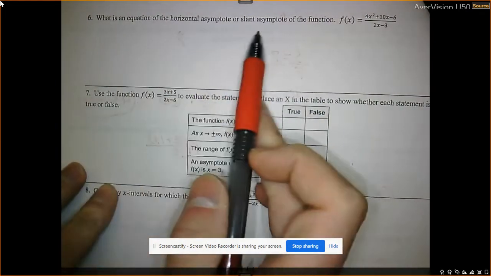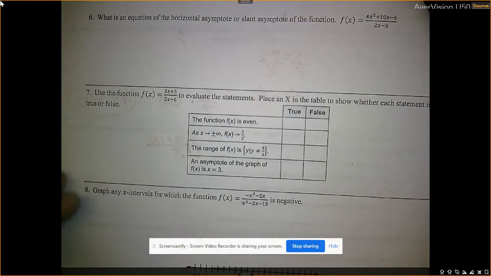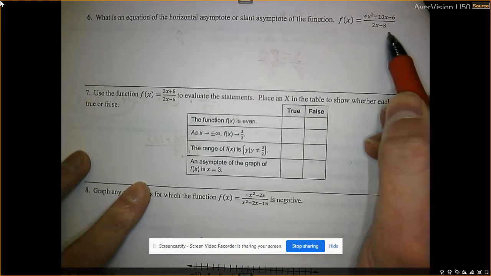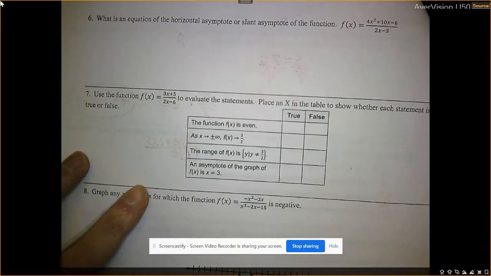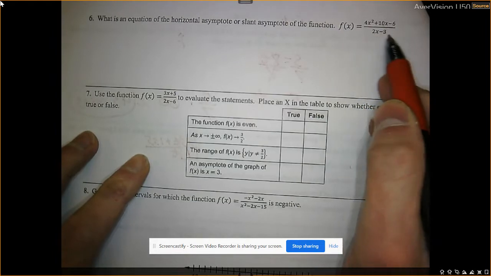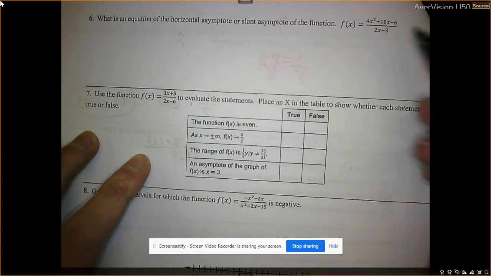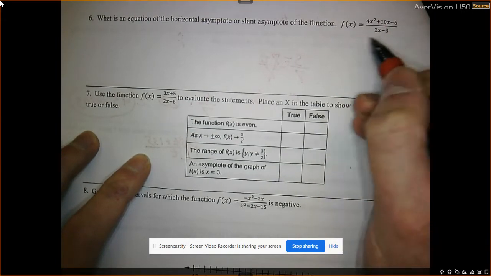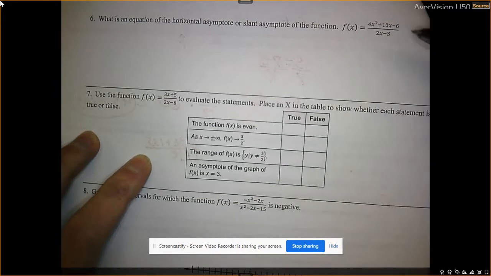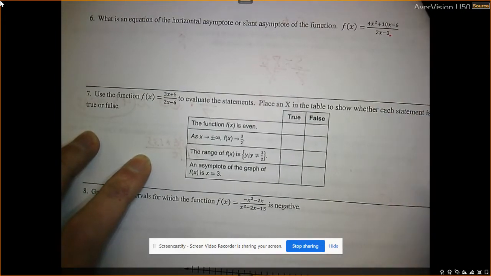So, when we are trying to figure out horizontal asymptote or slant asymptote, we're thinking, okay, well, what is going on here? And in this case, it's going to be a slant asymptote because you have a greater degree on top than you do on the bottom. Now to find your slant asymptote, that's when you're doing the division. You want to divide the top by the bottom.